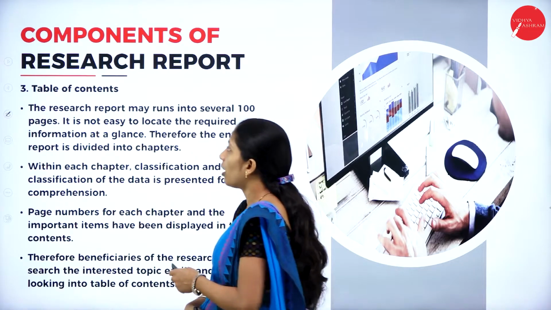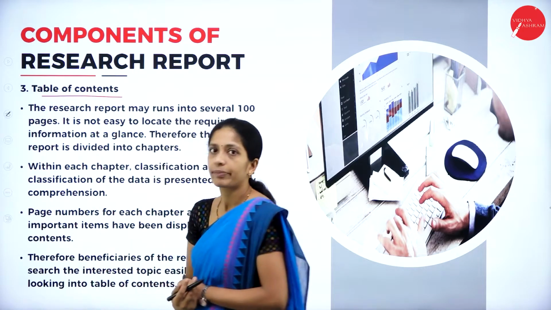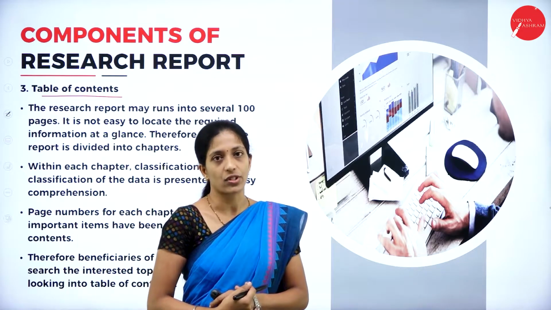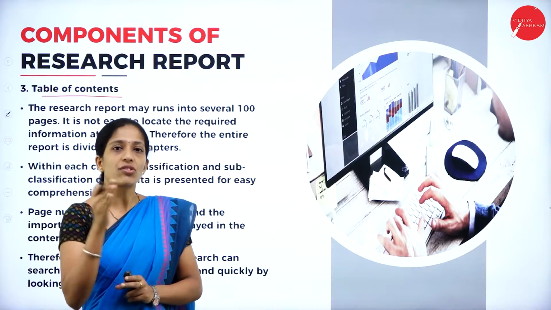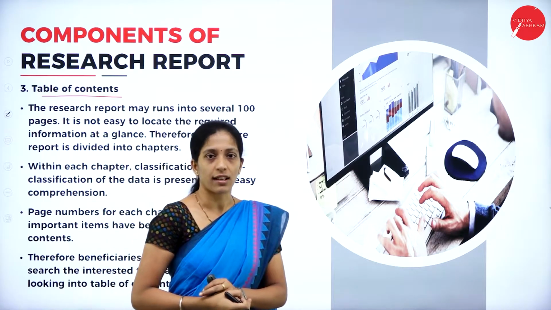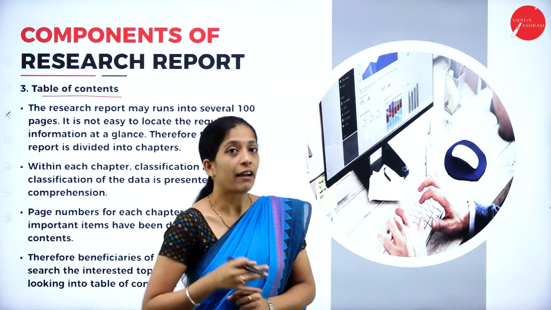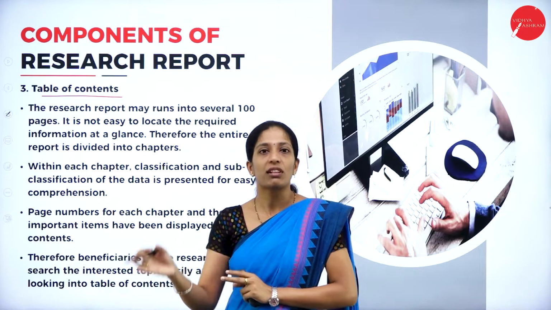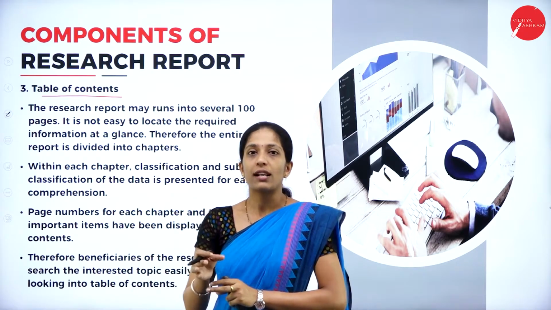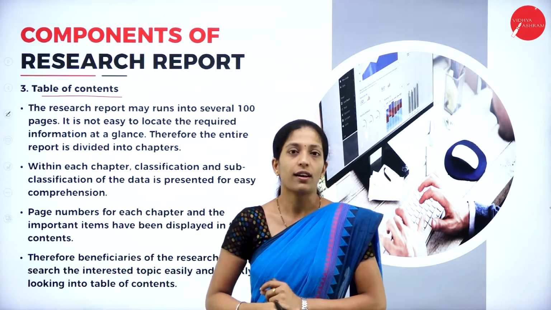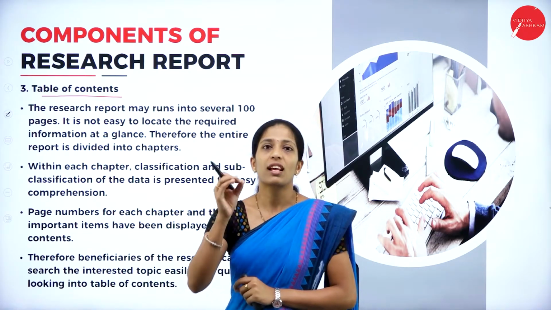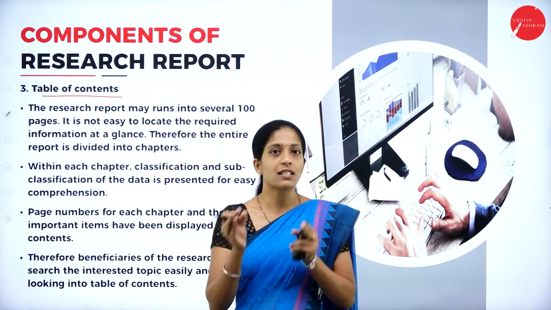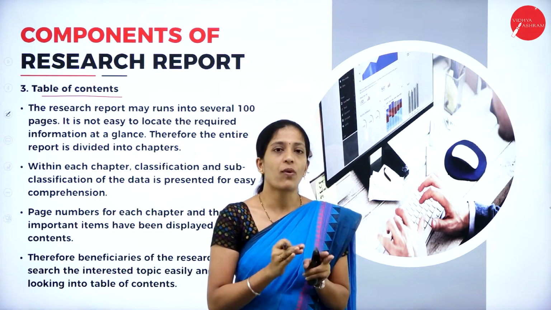Now, coming to the third component, that is the table of contents. The research report will be more than 100 pages, so we cannot go through each and every page in order to refer to certain things. Suppose I want some information, I have to refer to it, but I cannot go through each and every page because there are more than 100 pages. So if you have seen your textbook or reference book, they give the contents. Why have the contents been given? For easy reference. In the sense, unit 1, page number 1 to 45.